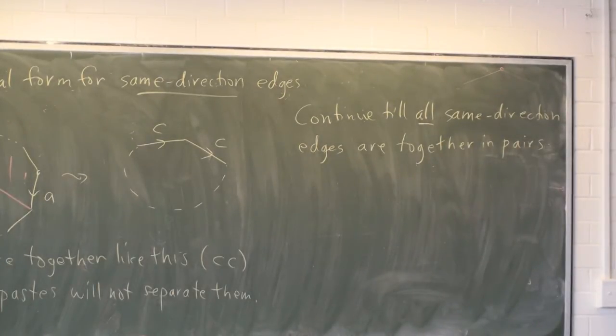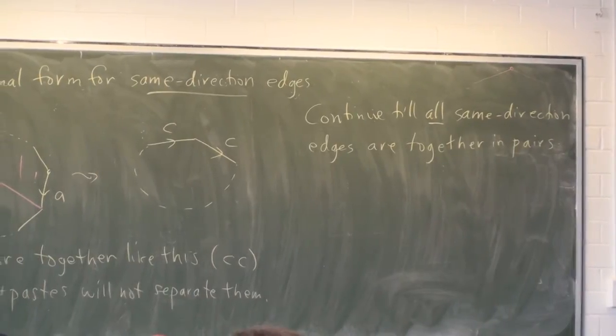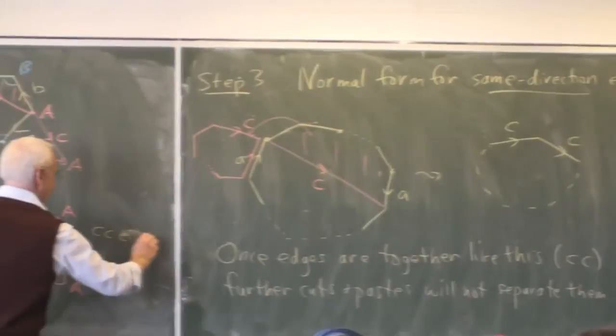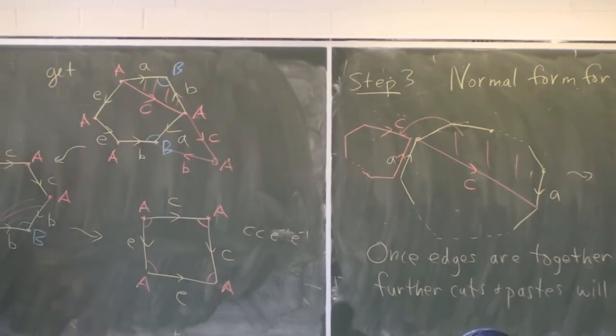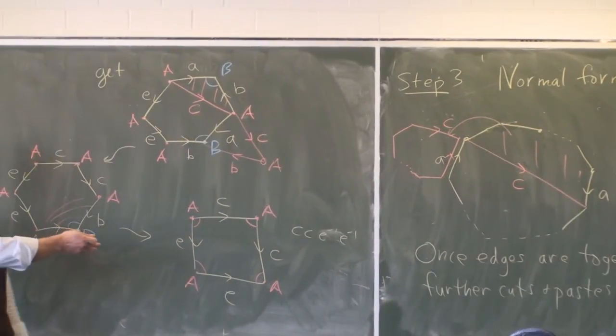By the way, we don't need to do anything more in this example. It's already in the situation we like. There's a pair of C's and a pair of E's. This is C, C, E, C, C, E inverse in our notation, and that's already in our standard form.